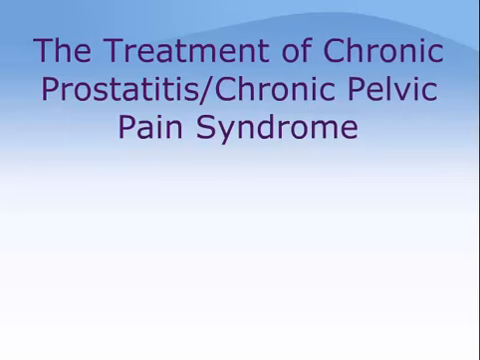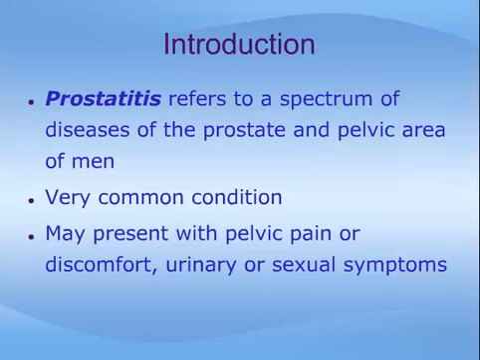To review, prostatitis is a word that describes a spectrum of diseases of the prostate and pelvic area of men. This disease spectrum is very common, affecting over 8 million males every year throughout the world. In fact, up to 1 out of every 2 men may experience prostatitis in his lifetime. Men with prostatitis may present with urinary symptoms, such as frequent, urgent, or painful urination, sexual symptoms, such as a change to ejaculation or blood in the ejaculate, or pain in the pelvic area.